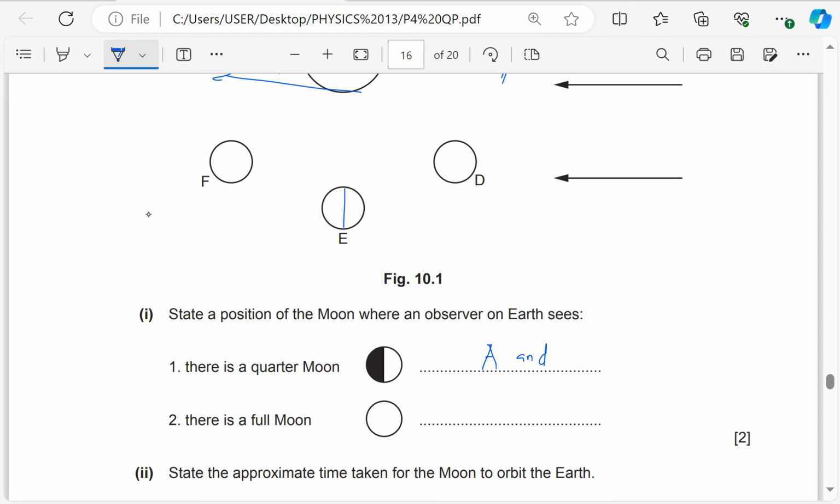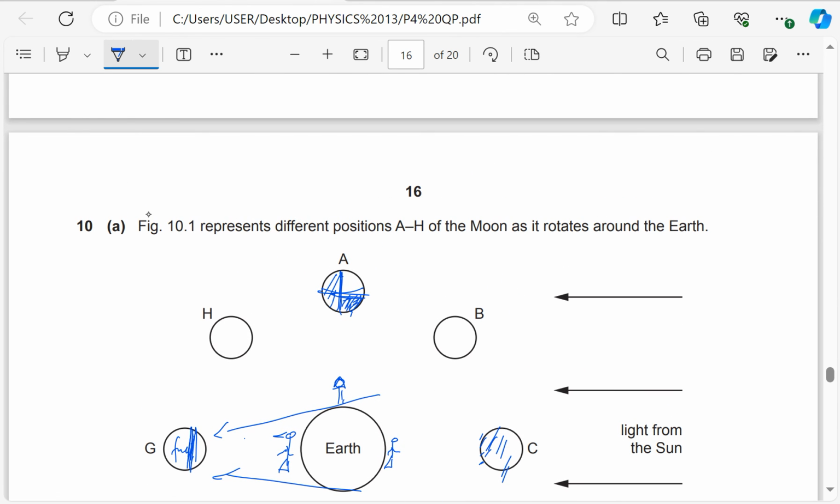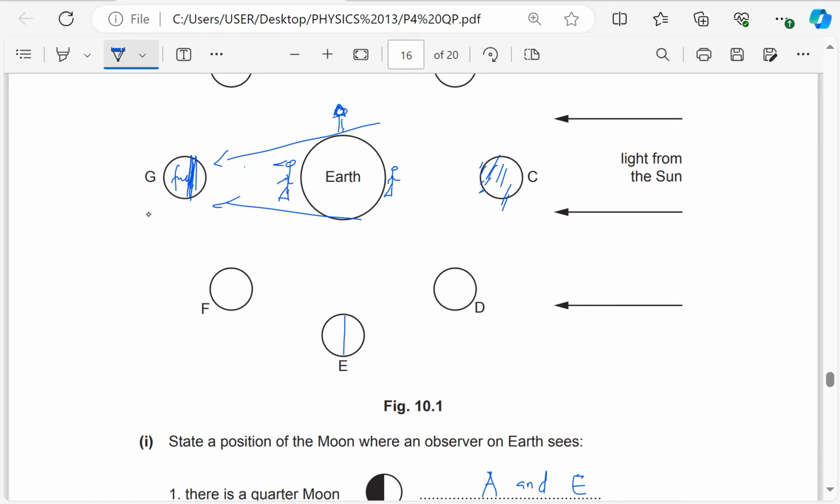So this is going to be A and E. There is a quarter of the moon because this side is under shadow. The other side is bright. But remember, because of your position, you are only seeing a small quarter. So the whole of this side is under the shadow, but because of your position, you only see this part here. So you see a quarter of the moon. It is the same thing here. The whole of this is under shadow, so you only see this part here.